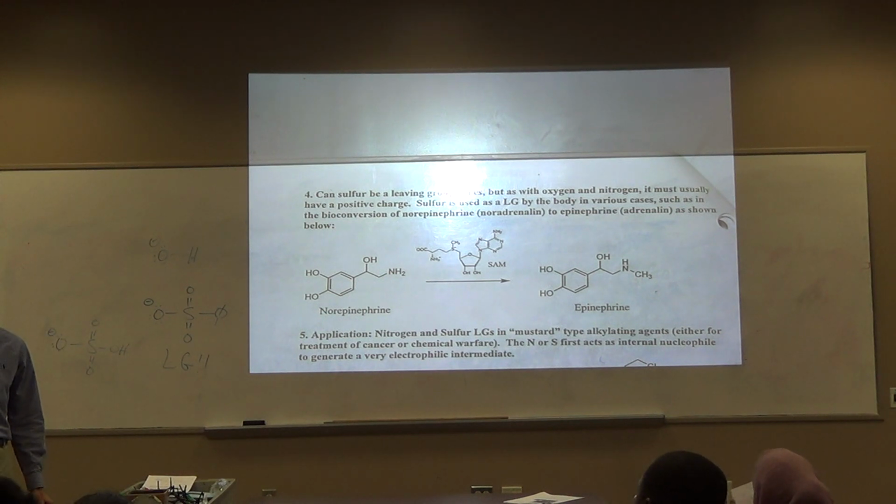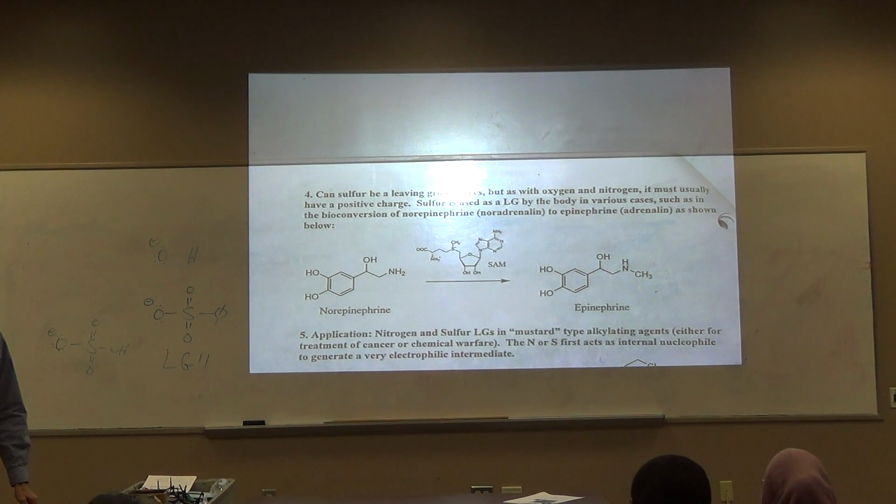The most common leaving groups, guys, are your halogens. And oxygen is pretty common. But with oxygen, you have to do what? Protonate it or convert it to something else that's better, like the phosphate. Those are your most common leaving groups for SN1 and SN2. But other atoms can. Nitrogen can. Sulfur can. With sulfur, it's good to look at because your body uses sulfur as leaving groups.